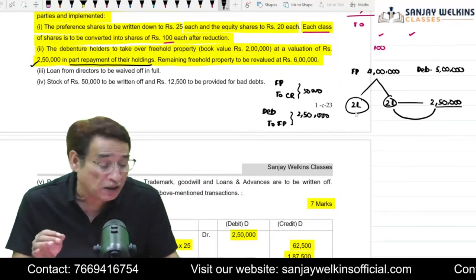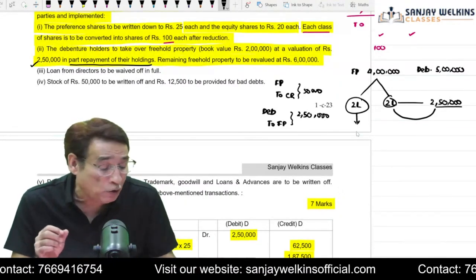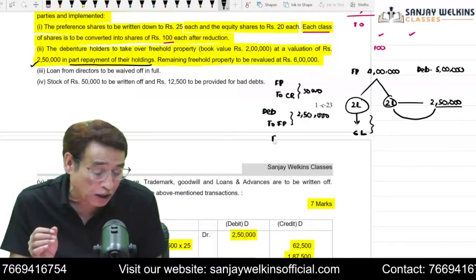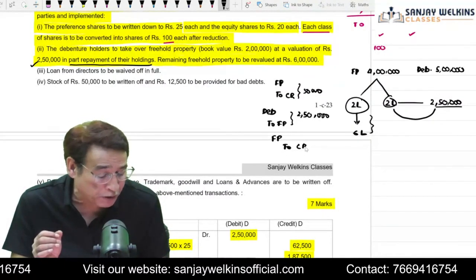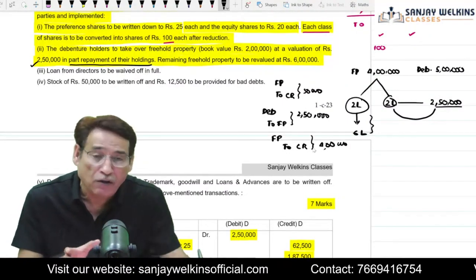Now the question says that your remaining freehold property is valued at rupees 6 lakh. So again there is an appreciation. Again you are going to pass another entry: freehold property account debit to capital reduction account, that is 4 lakh. This is how you are going to pass the entry for this particular thing.